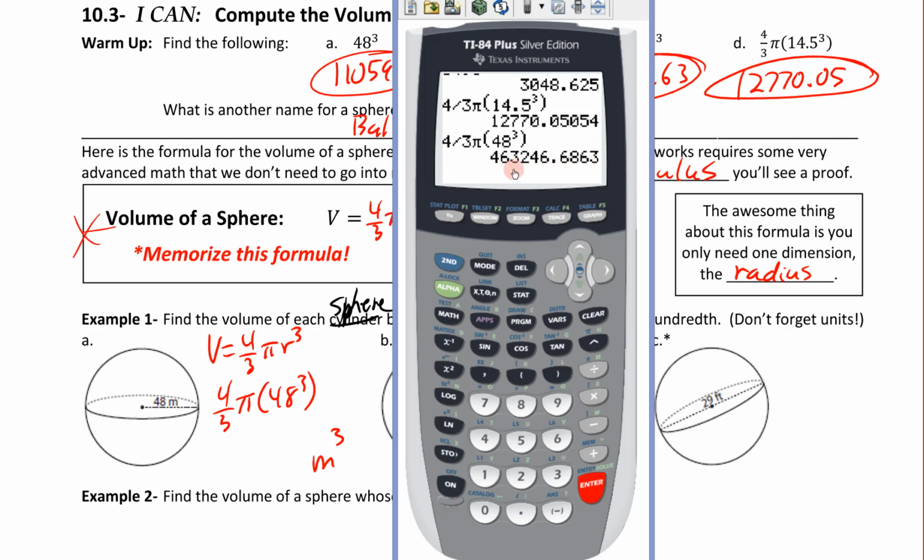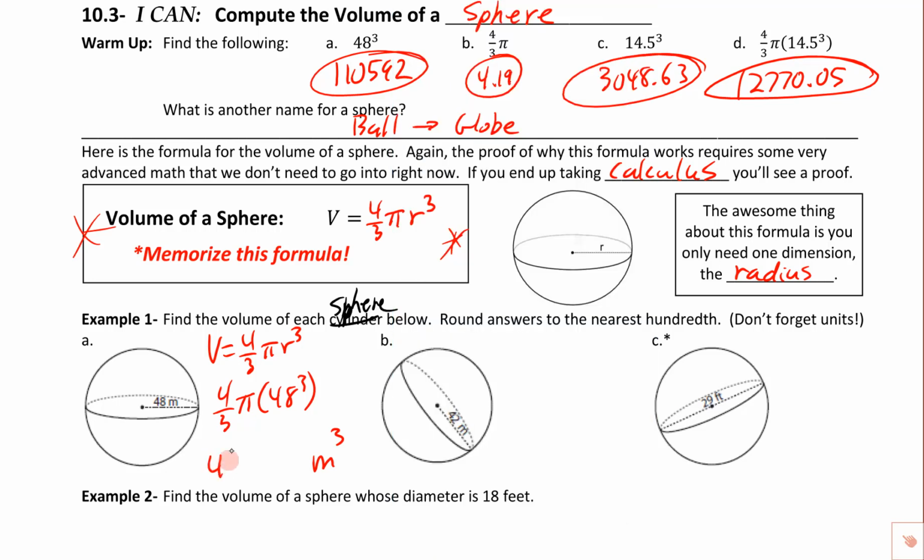This is 463,246.686. That's going to be enough to bump that up to a 9. So let's see, we've got 463,246 point, and remember this was a 0.69. I'm going to put a comma there just so it's a little easier to read, because we've already got our units on there, we're not going to get docked any points on this when we take a test or quiz on this.